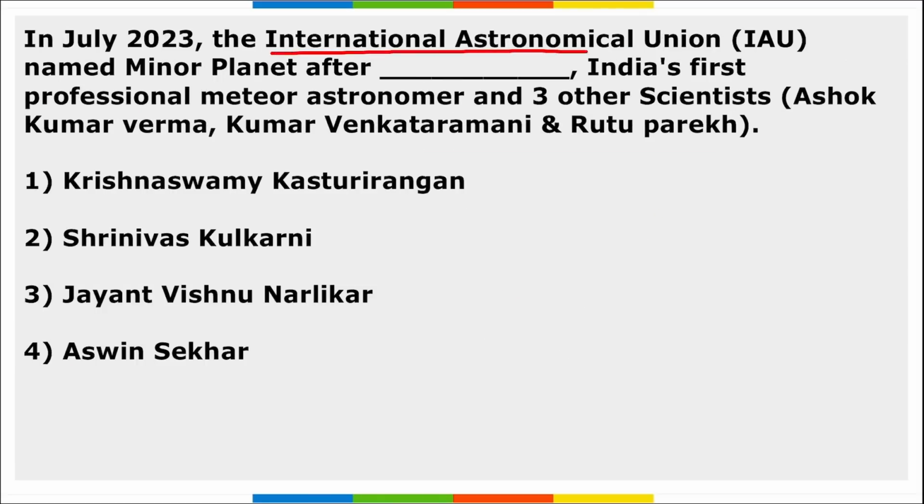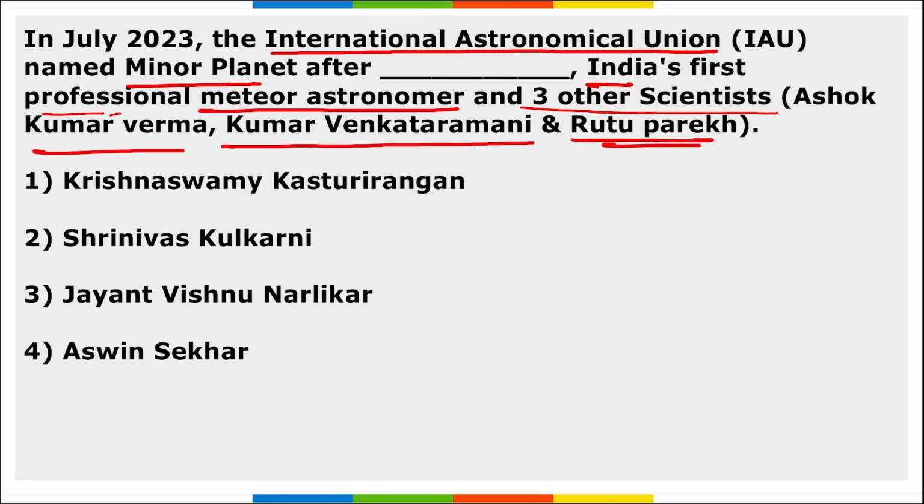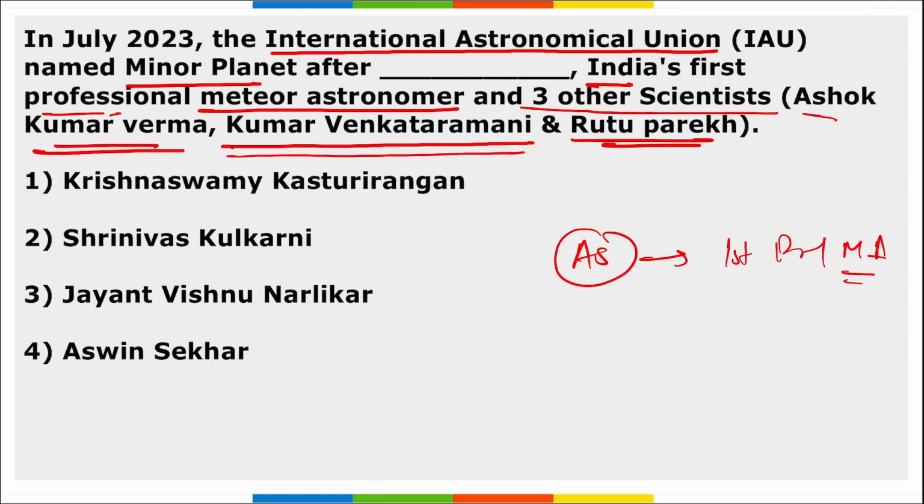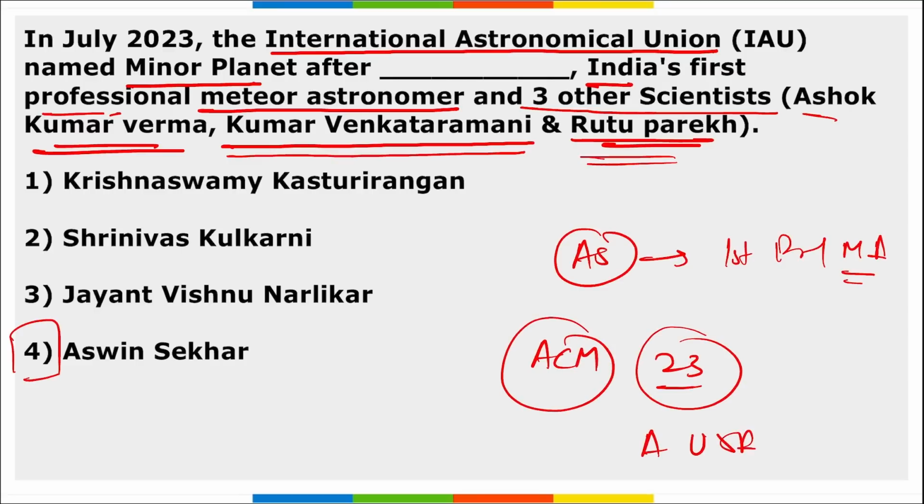Next, in July, the International Astronomical Union, IAU, named minor planets after dash, India's first professional meteor astronomer, and 3 other scientists, that is Ashok Kumar Verma, Kumar Venkatarami and Rutu Parekh. So remember, this was named after 4 scientists in total. One is Ashwin Shekhar, India's first professional meteor astronomer, along with Ashok Kumar Verma, Kumar Venkatarami and Rutu Parekh. Correct? So option 4 is correct here. This honor was conferred at the Asteroids, Comets, Meteors, that is ACM, conference of 2023 held in Arizona, USA. And remember, Ashwin Shekhar is the first professional meteor astronomer from India in modern times.